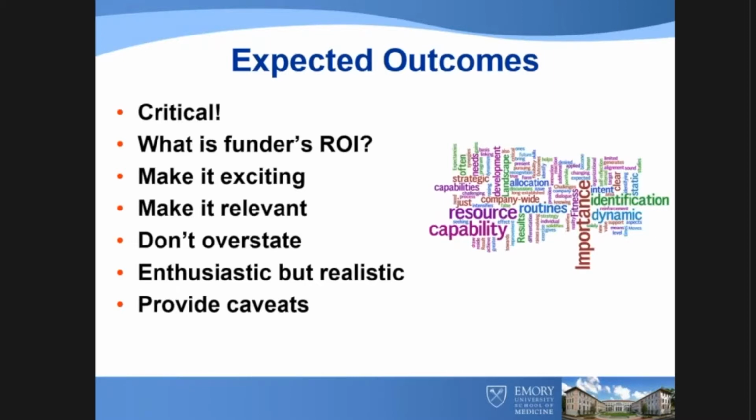Expected outcomes, this is critical. Basically, what are you going to do with that $1 million that you get? What are you giving back? What's their return on investment? So make it exciting. Make it relevant. Don't overstate. Again, you are not curing cancer. So be enthusiastic, but be realistic. And it helps sometimes to provide caveats. This is going to be good, but it's probably going to require more studies on a larger set of populations to truly validate. But we expect we're going to have great results.